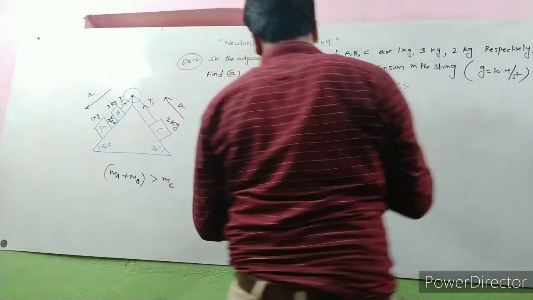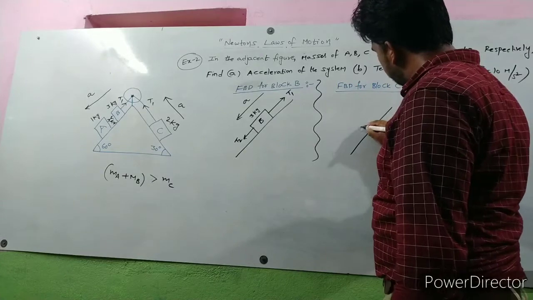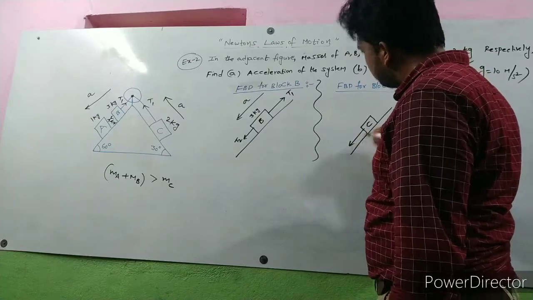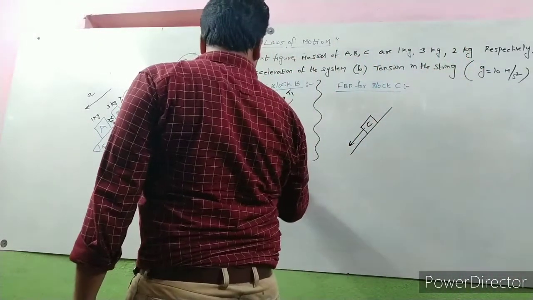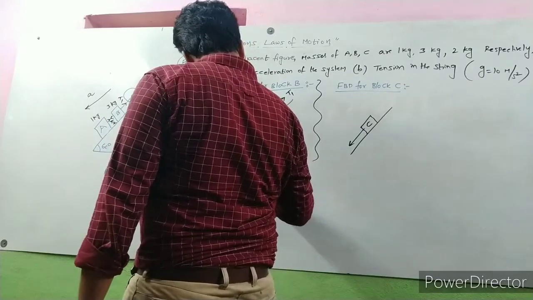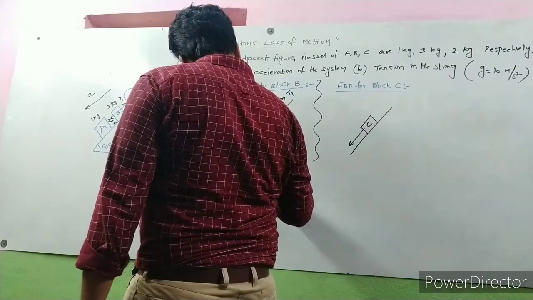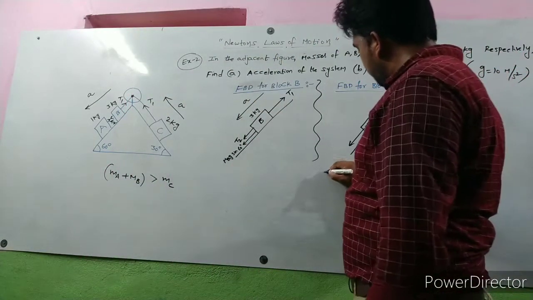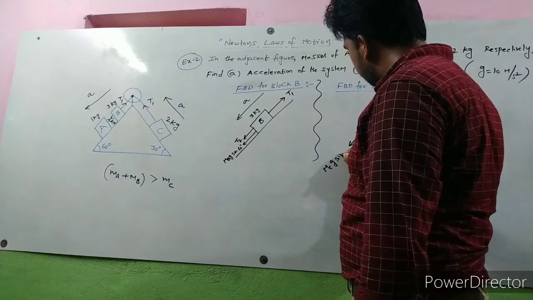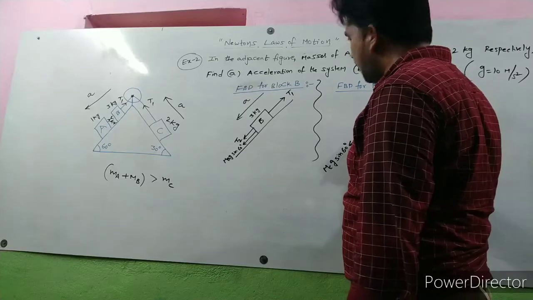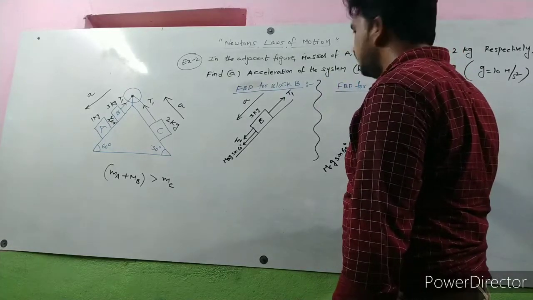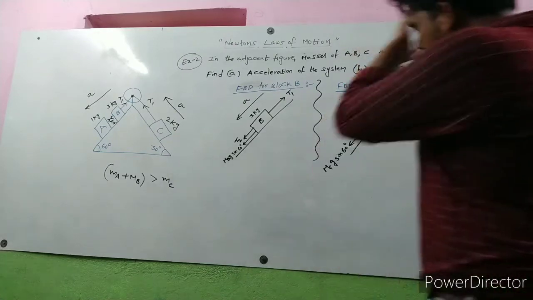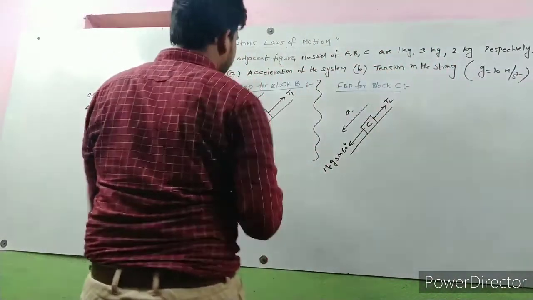So this is a wedge. This is C, and here one more force is acting now, that is MCg sin 60 degrees. MCg sin 60 degrees is acting here, and tension force T2 is acting in this direction. Here acceleration is acting in the downward direction.